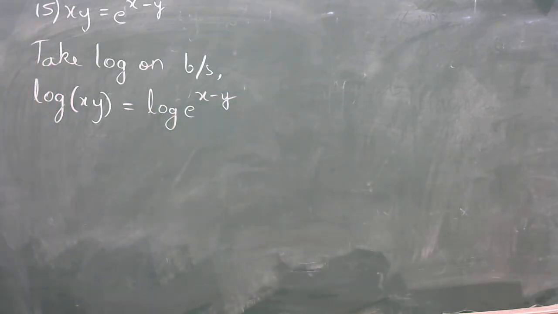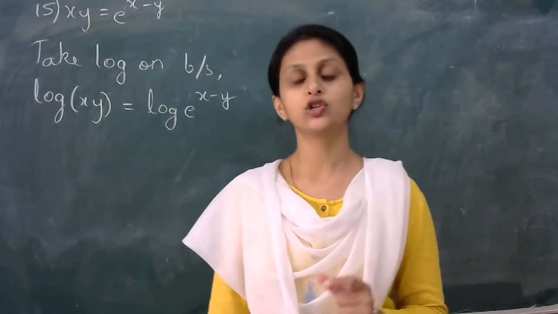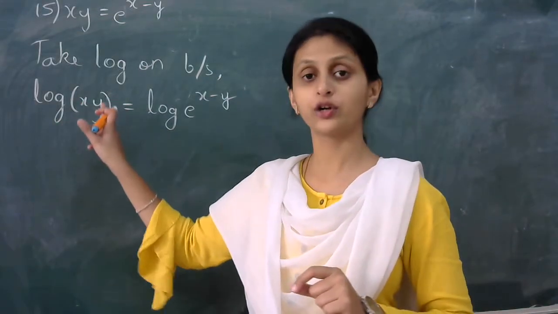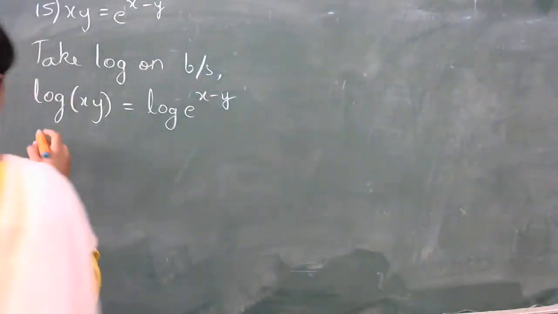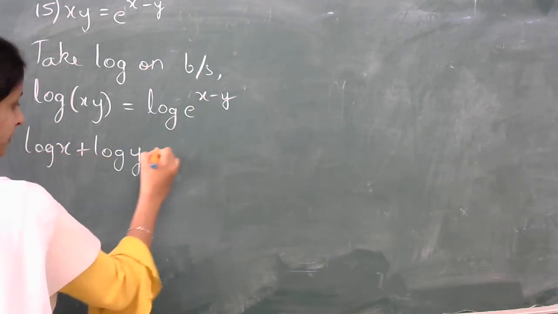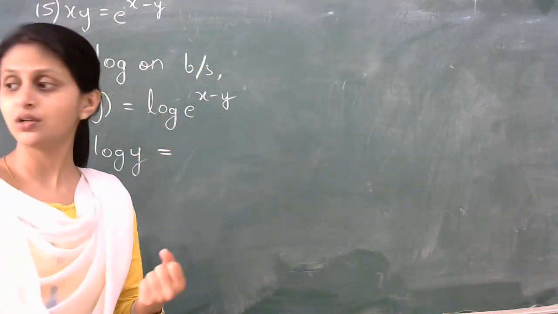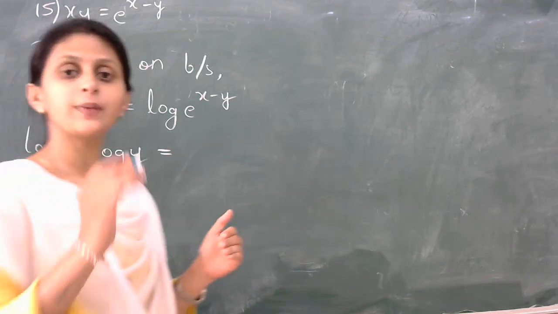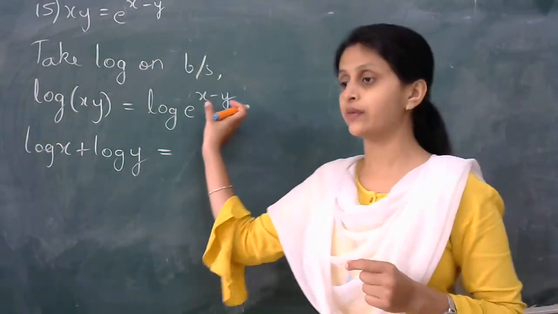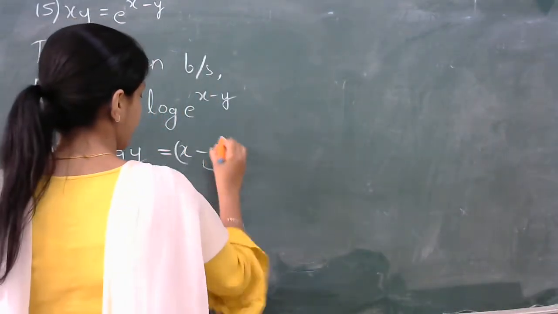Right? I hope you all remember what are the properties of logarithmic functions. Log mn is equals to log m plus log n. So here we have product of two functions. So log xy will be log x plus log y. Here again you are going to use one more property of logarithmic function. What is that? Log m to the power n will be equal to n log m. Means exponent will come to the left hand side. So what you will get? X minus y log e.